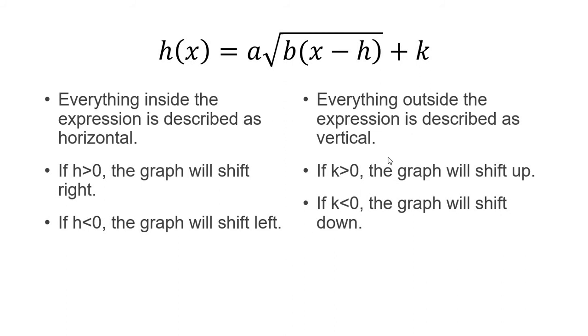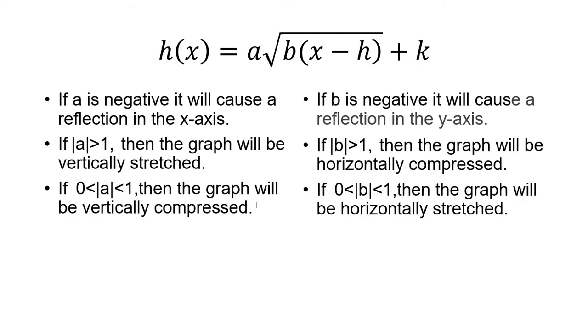K is very straightforward. If K is positive, it's a vertical shift up. If it's negative, it shifts down, the same number, okay? Now, these get a little trickier. Let's talk about A and B.